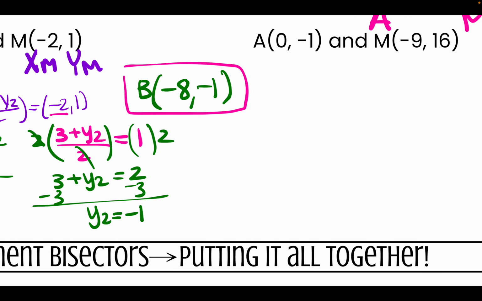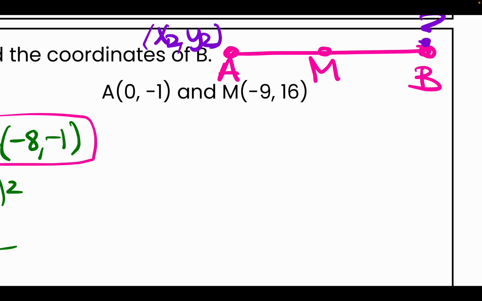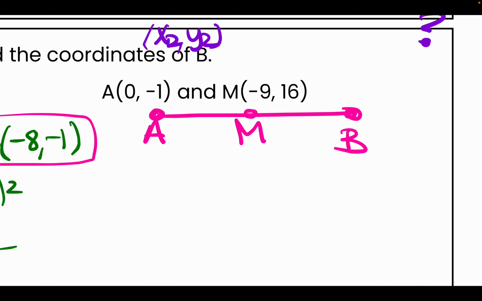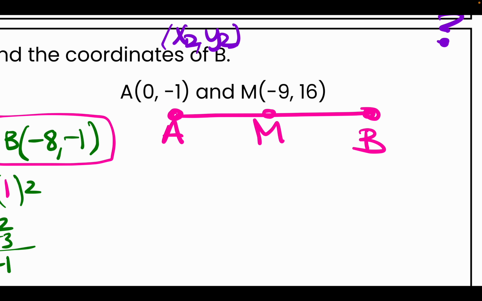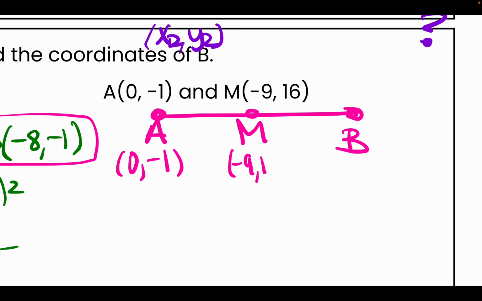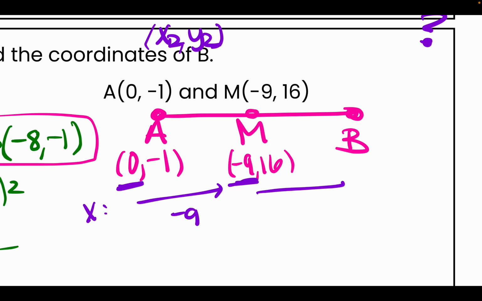I know that might have gone a little fast. Let's try again. I'm going to show you a different method. This method works a lot, so if you don't like using the algebraic way, we can do it this way. So remember, A is at 0, negative 1. M is at negative 9, 16. So let's look at our x's. To get from 0 to negative 9, we subtract 9. That's halfway. So to get to B, we have to do another minus 9. So B would be at negative 18.